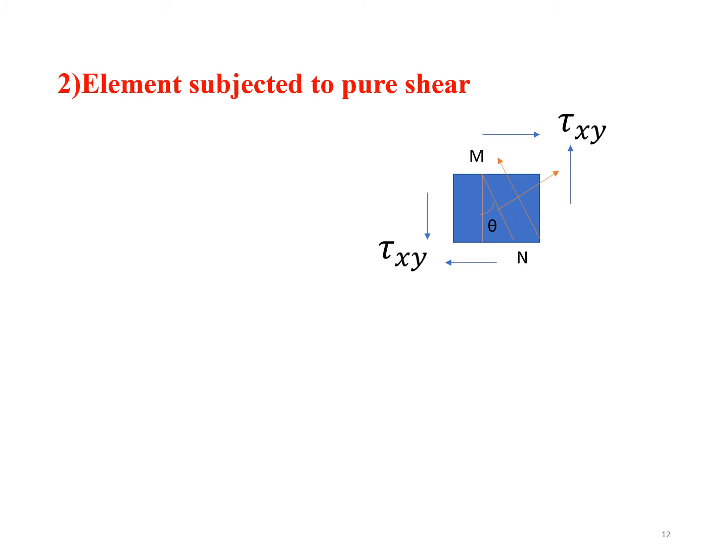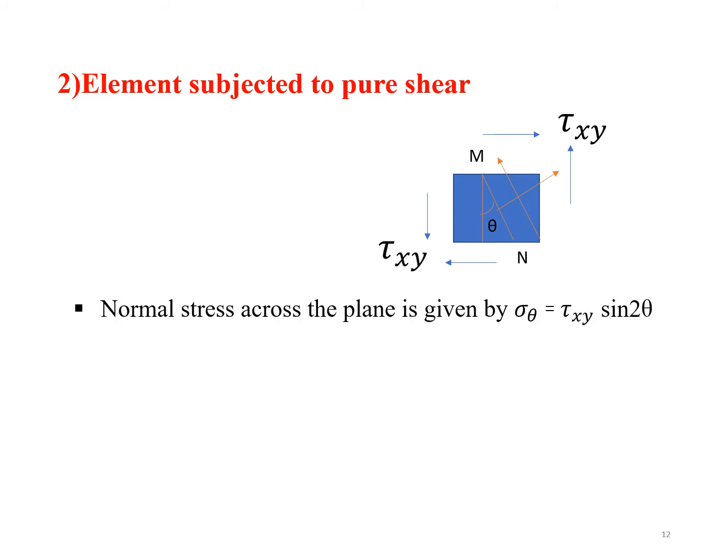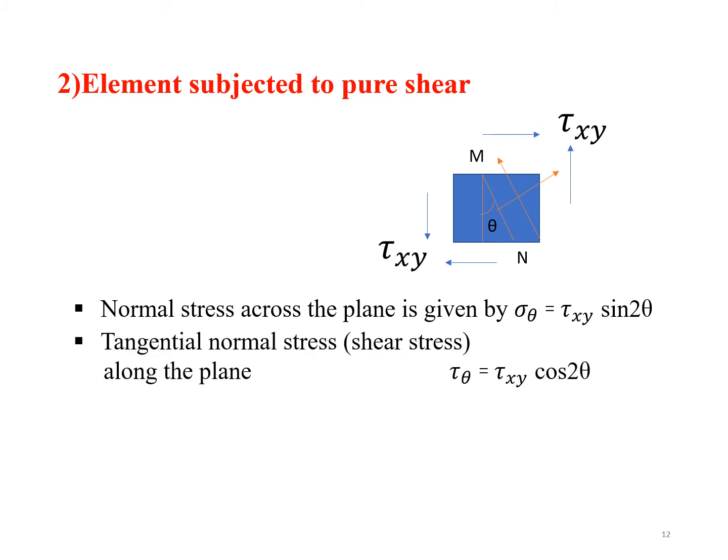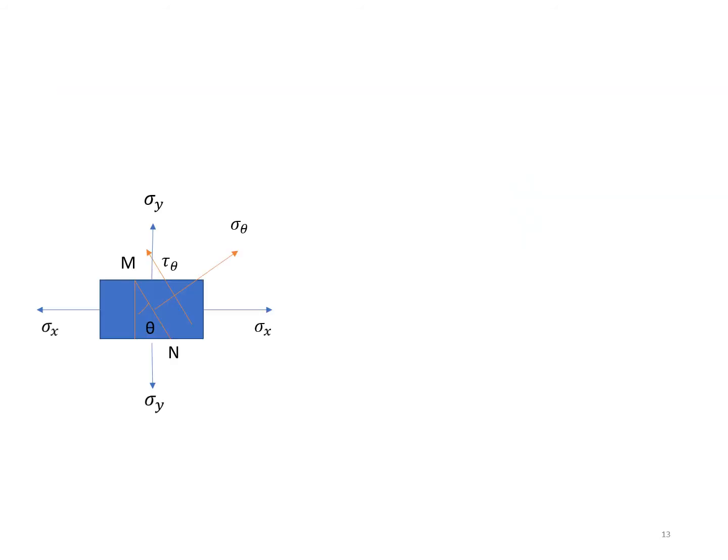Now the second case is an element subjected to pure shear. We have only the shear stress acting, as shown in the sketch. The equation for the normal stress is sigma theta equal to tau xy sin 2 theta, and the tangential shear stress along the plane Mn is given by tau theta equal to tau xy cos 2 theta. This becomes maximum when theta equals 0 degrees, so tau theta is equal to tau max.